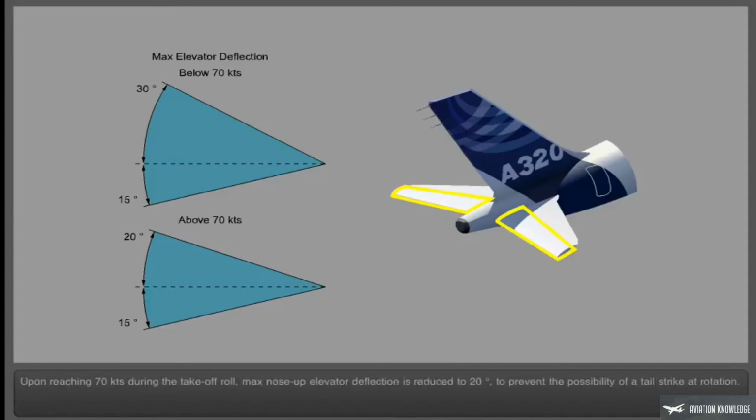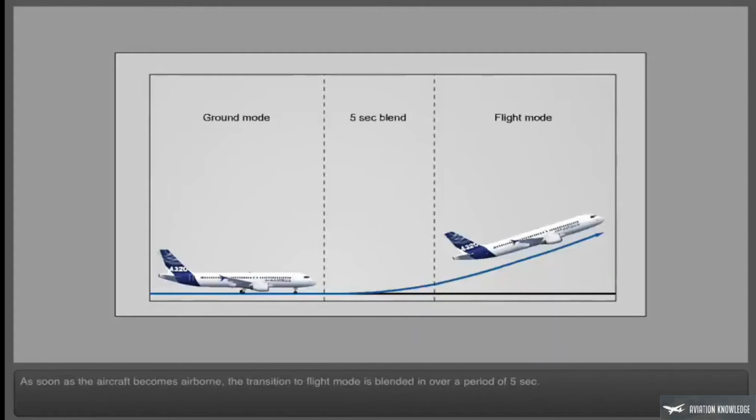Upon reaching 70 knots during the takeoff roll, max nose-up elevator deflection is reduced to 20 degrees to prevent the possibility of a tail strike at rotation. As soon as the aircraft becomes airborne, the transition to flight mode is blended in over a period of 5 seconds.